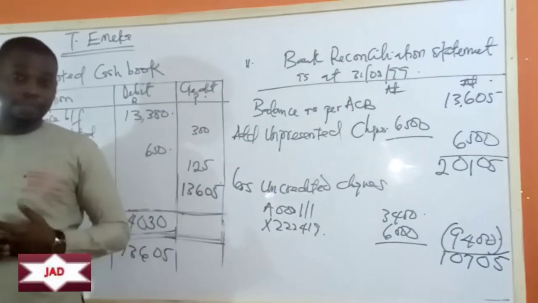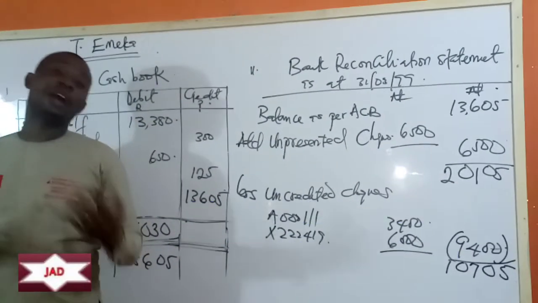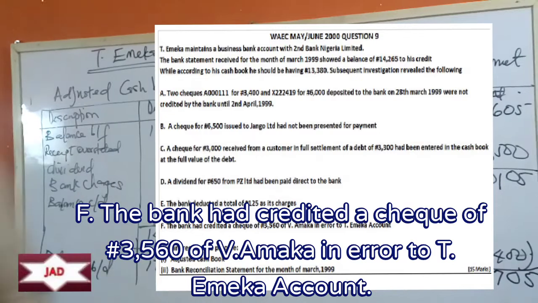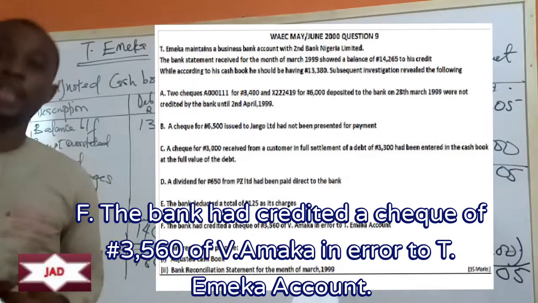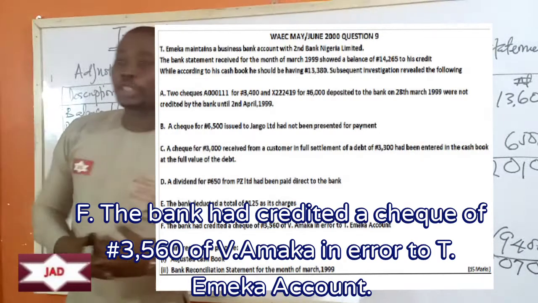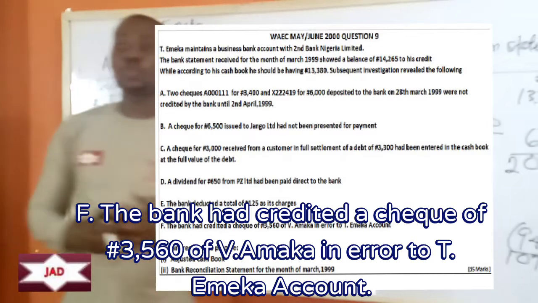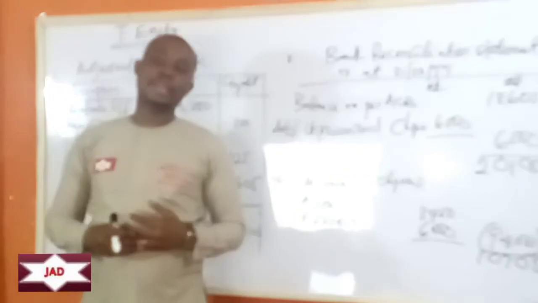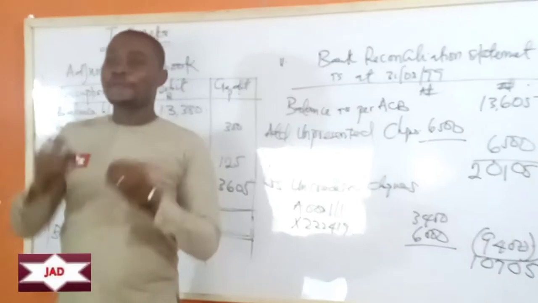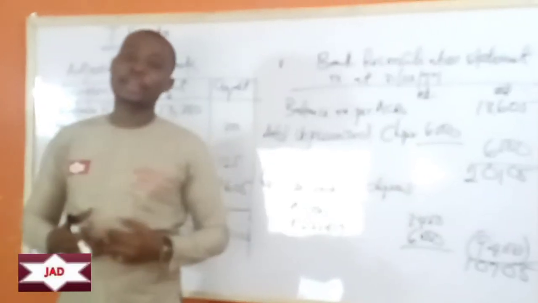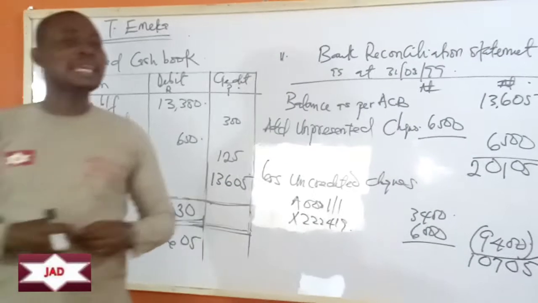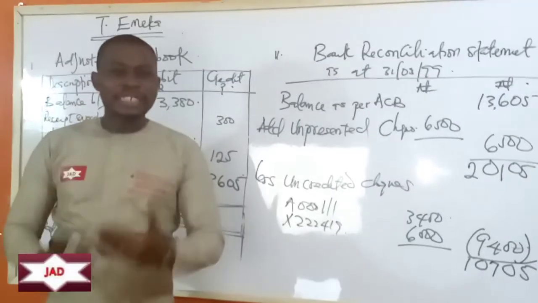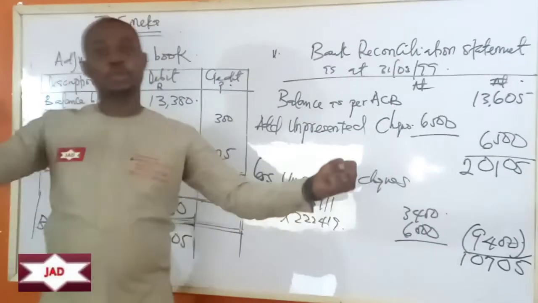Okay, that's about the last investigation. They said that there's a value of 3,560. Okay, that was actually credited in error to T. Emeka's account. So what we're saying is that the value of 3,560 was supposed to be credited to V. Amaka's account, but it was credited in error to T. Emeka's account. So T. Emeka has an amount of money that has gone into his account that does not belong to him. So that is causing the difference between the bank statement balance and what cash book balance.